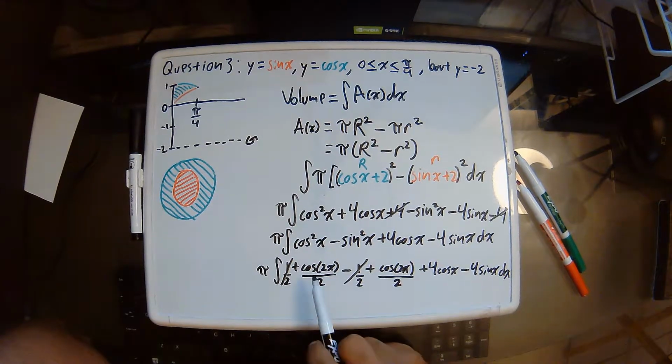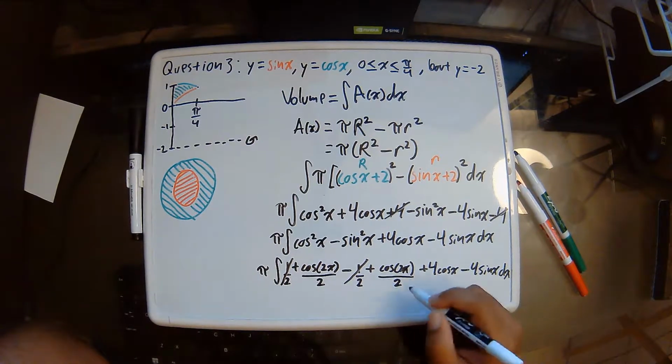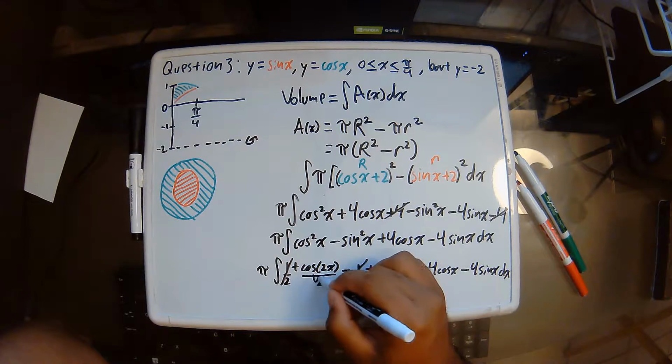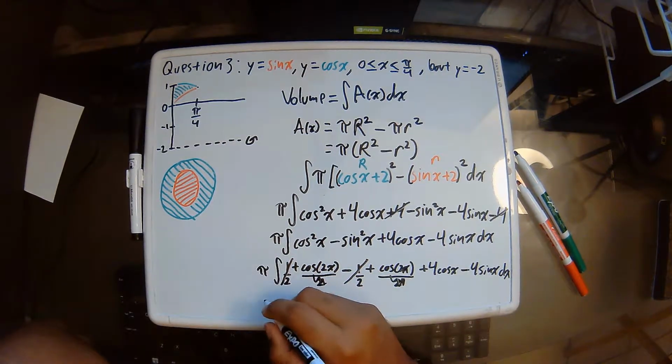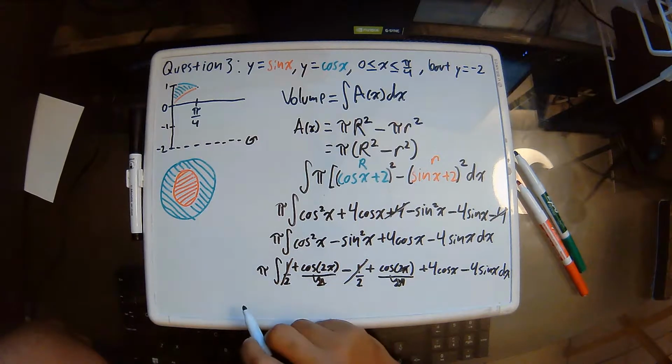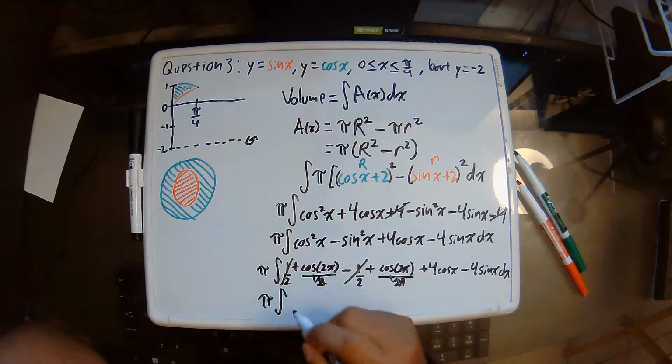And because these are both cosine 2x over 2, you can add them up and it would be just cosine 2x, because these are both halves. So those would be combined and it would just be cosine 2x. So I'm going to rewrite it one last time on the bottom.